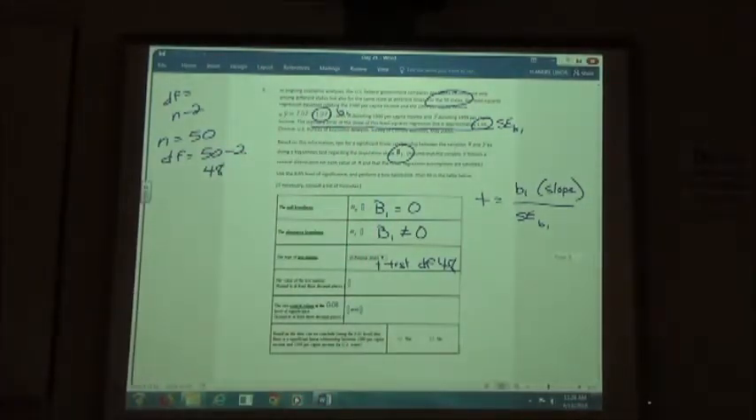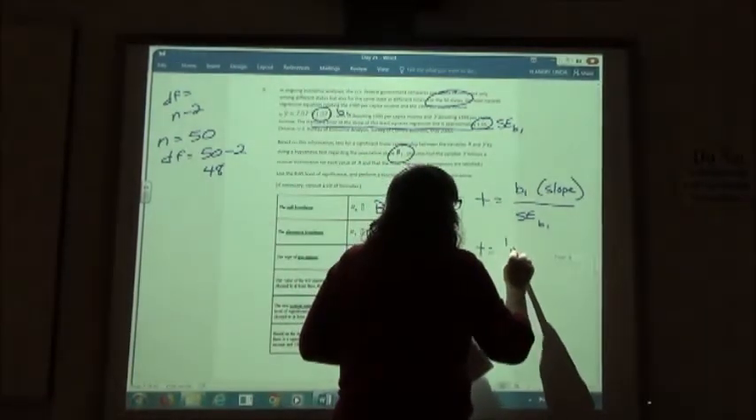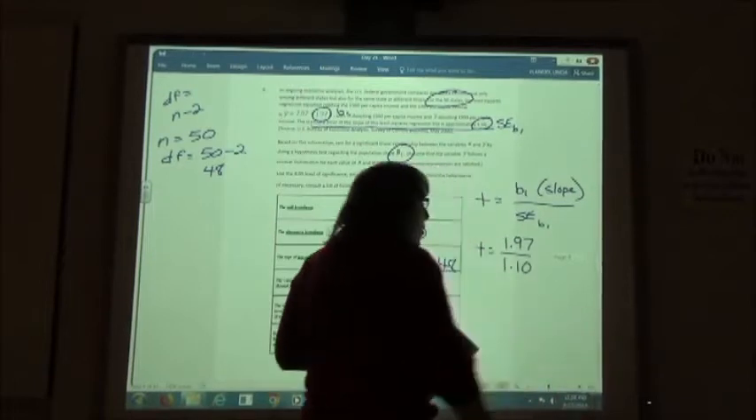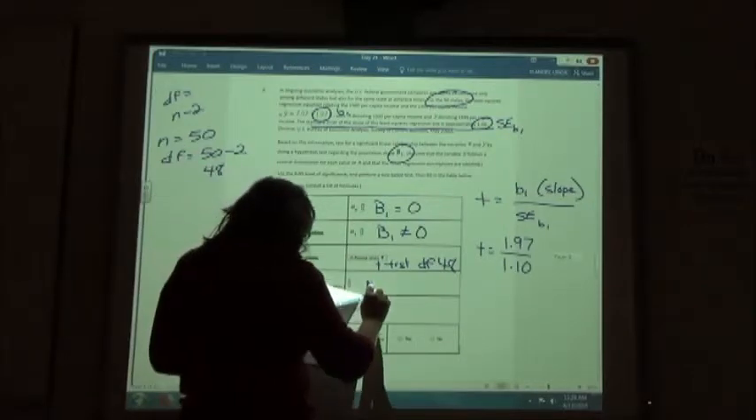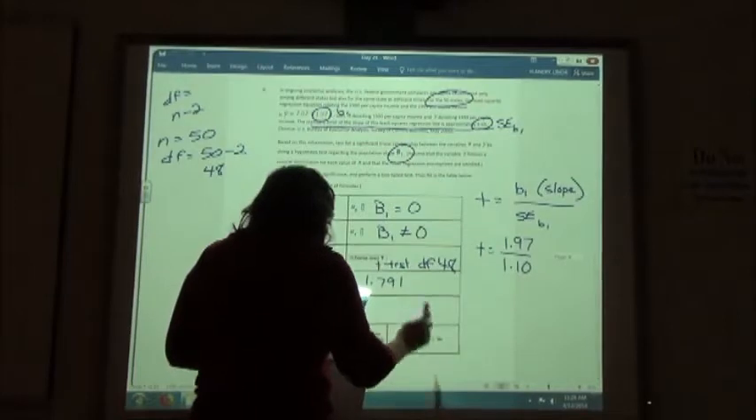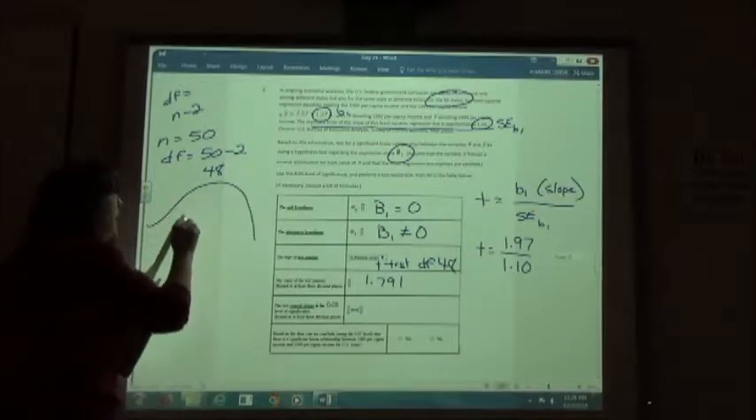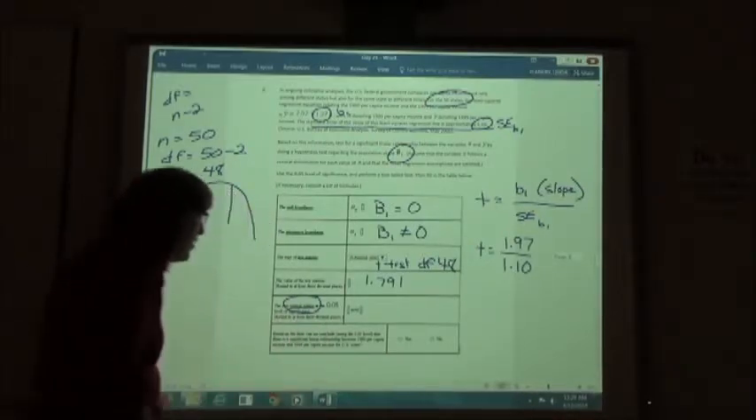So when we're calculating T, we're going to use 1.97 divided by 1.10. No big crazy formula, you just need to pick those two numbers out of there. If you go ahead and divide those numbers out, we get 1.791. Again, we're thinking about we're doing a two-tailed test here, and we're going to do the critical value.